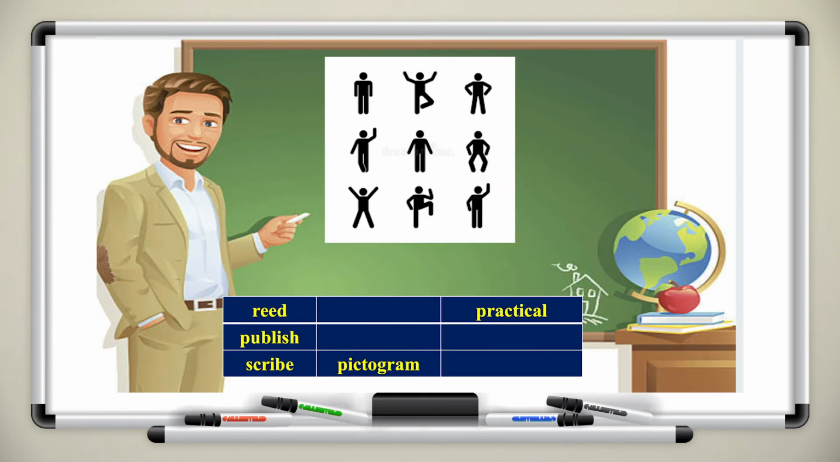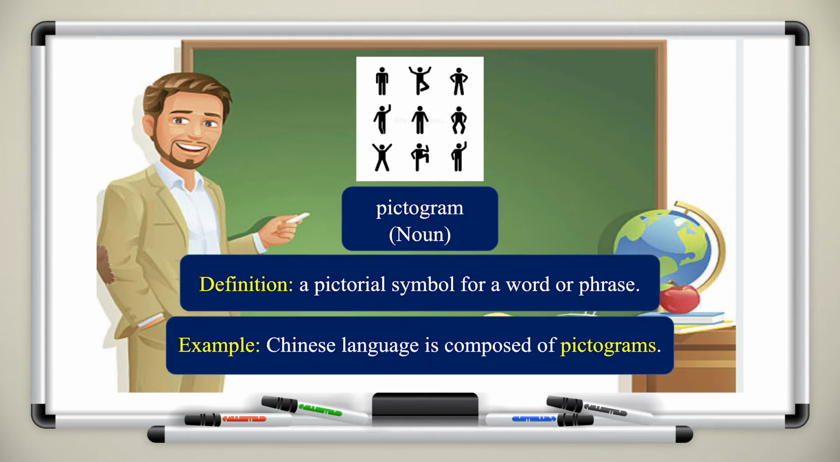Next one, I'm not going to say the word, I'm trying to give you a way out of it. We have people doing different things. Each person here is doing something that represents something else. It's a pictogram. I'm not going to say a picture. It's a pictorial symbol for a word or phrase. So each picture here represents a meaning. For example, the Chinese language is composed of pictograms. So there are pictures that represent or convey the meaning of something else.